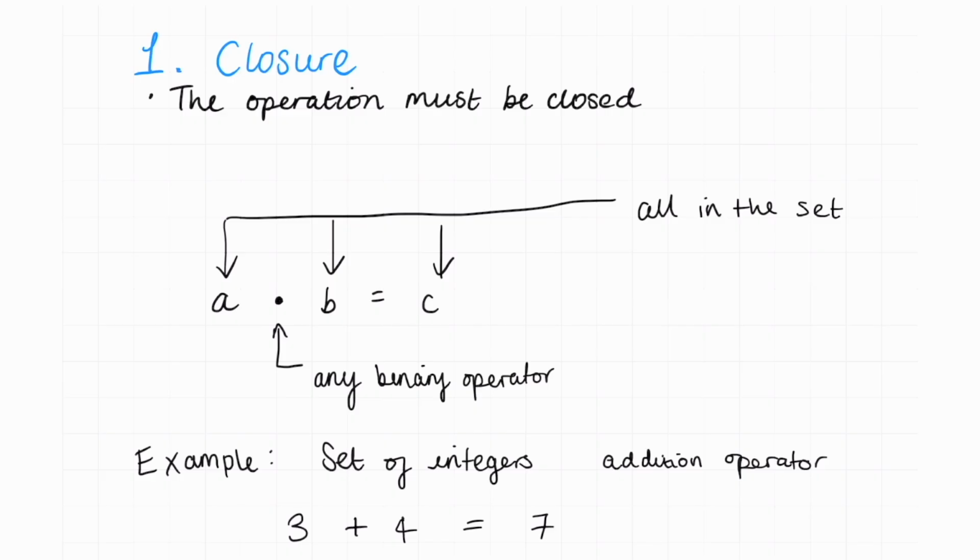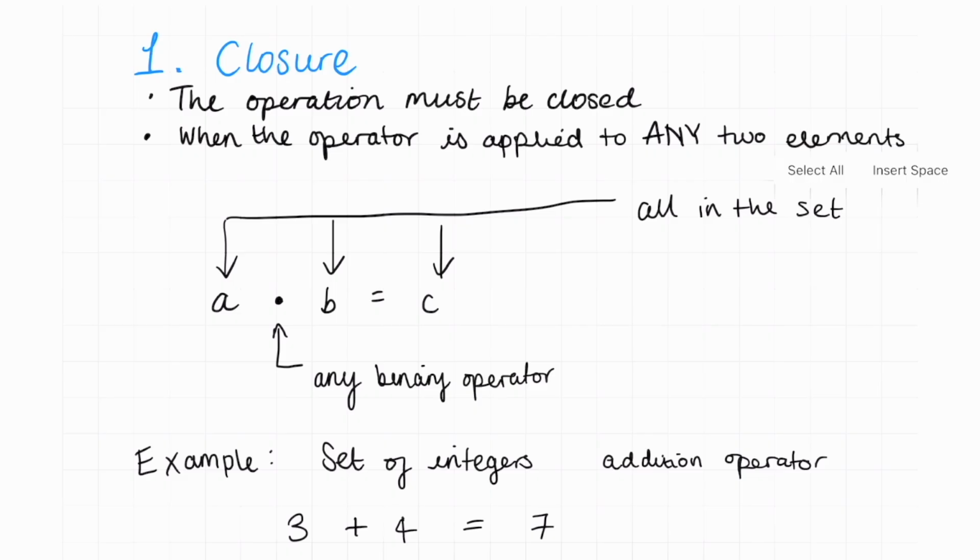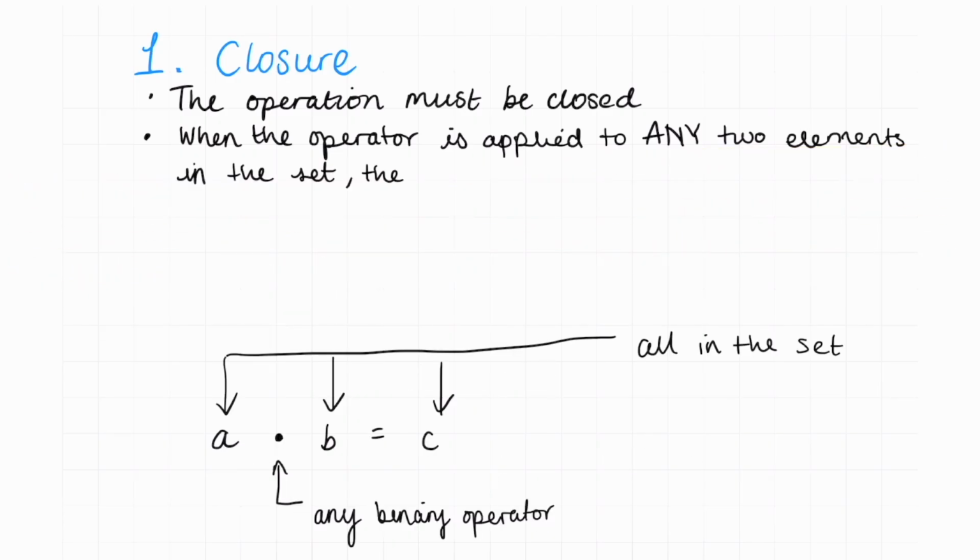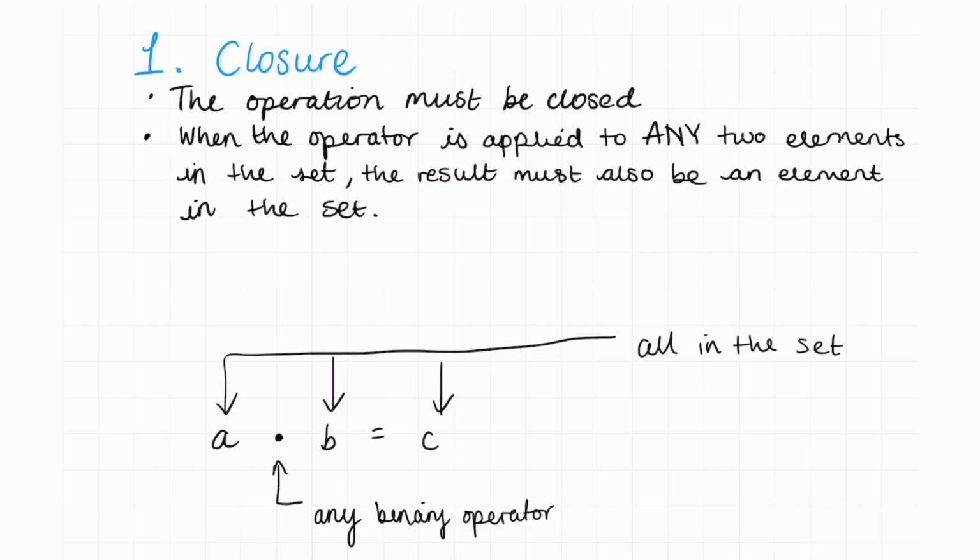So closure is, to summarize, when the operator is applied to any, so every single element in the set, this must apply to two elements in the set. The result must also be an element in the set. Okay, so now we know what closure means.